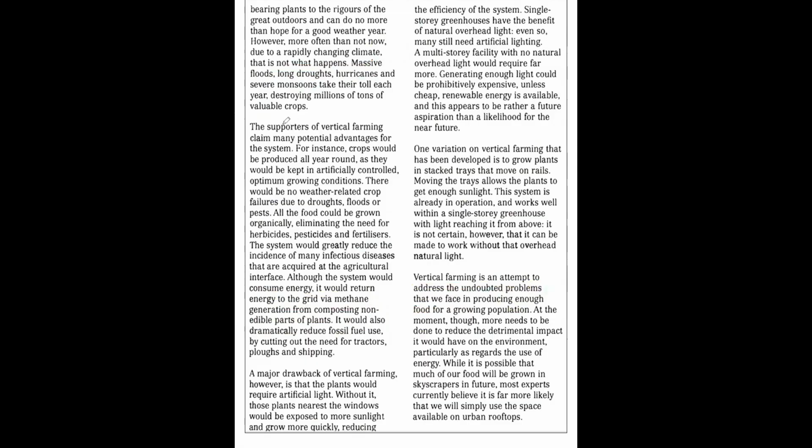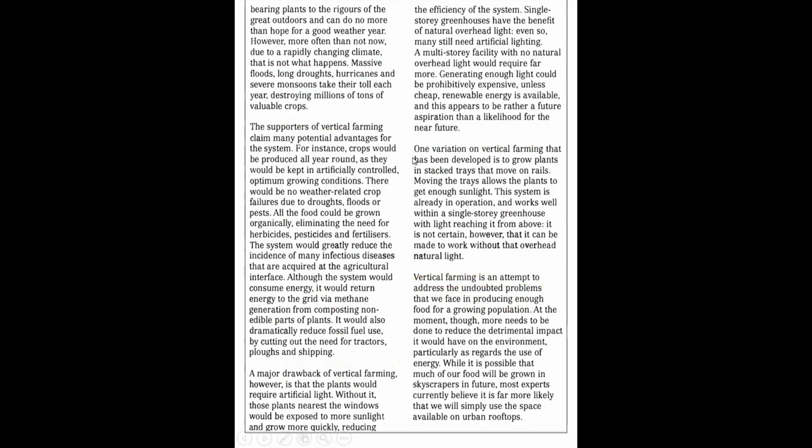The supporters of vertical farming claim many potential advantages of the system. Okay. A major drawback of vertical farming, however, is that plants would require artificial light. One variation on vertical farming that has been developed is to grow plants in stacked trays that move on rails. Okay. Vertical farming is an attempt to address the undoubted problems that we face in producing enough food for the growing population. Now, as you can see, I have just read the first sentence of every paragraph.